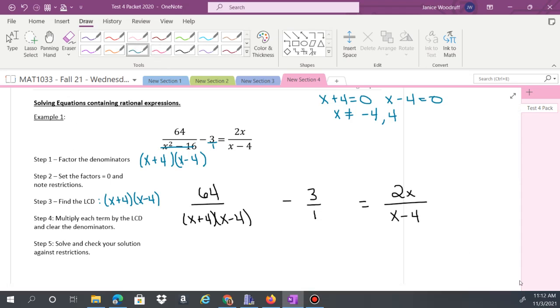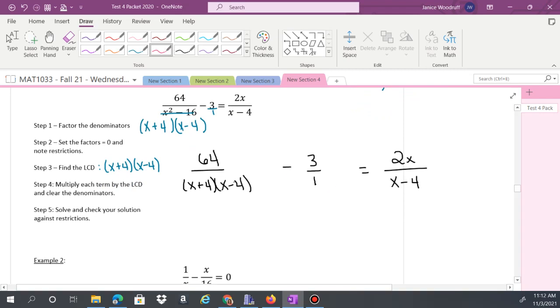Now step 4, I multiply each term by the common denominator, just the top. So each term I'm going to write an x plus 4, x minus 4 next to the top of each one. That's why I needed some room. Then we clear the denominators. So in the 64, the x plus 4s and the x minus 4s cancel. Nothing cancels with the 3. In the last term, the x minus 4 cancels.